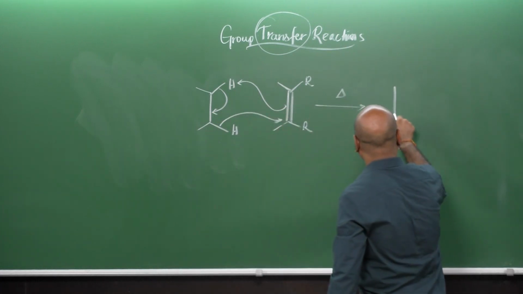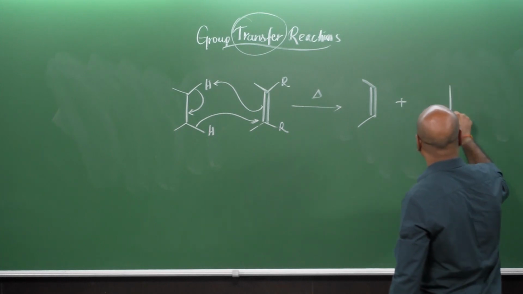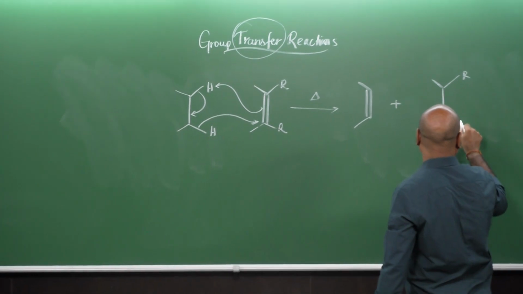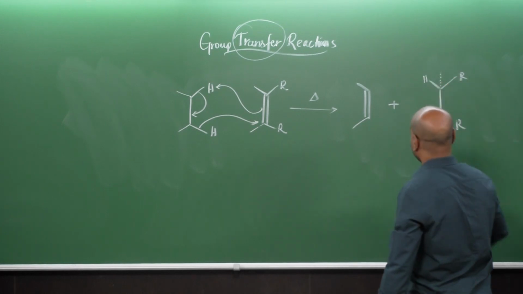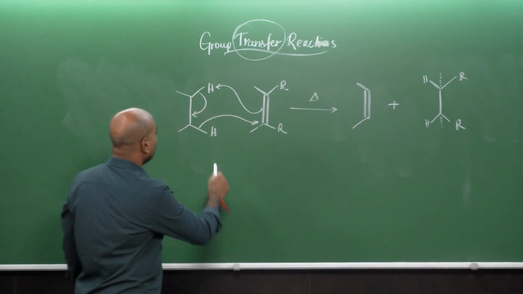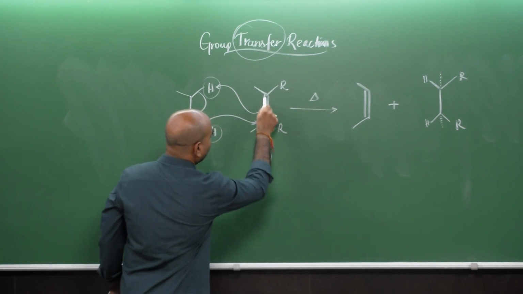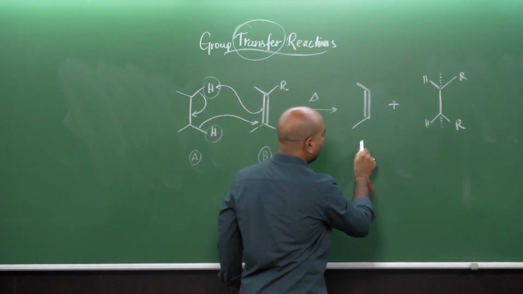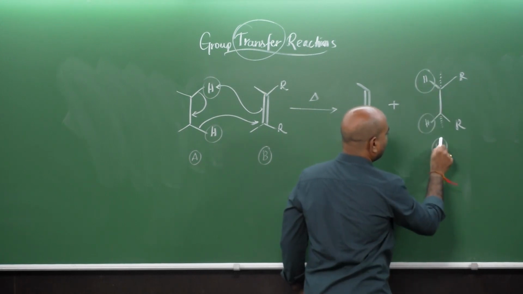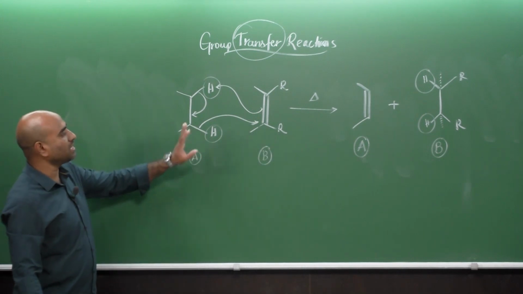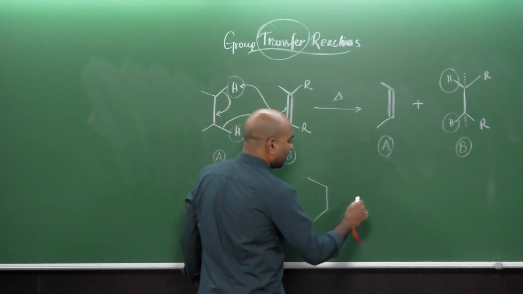So what is happening? We will get an unsaturated system here, plus you are getting this product. So what is the difference here? You can see these hydrogens on the molecule A, and the molecule B is having an unsaturation. Whereas after the reaction, you can see the molecule A with the double bond or unsaturation, and the groups or atoms transferred to molecule B. So this is the simplest example which you can refer to for a group transfer reaction. So how is it happening? Via a cyclic transition state.